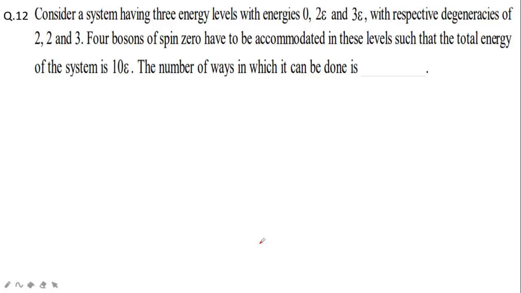Question number 12 is here. Consider a system having 3 energy levels with energies 0, epsilon and 3 epsilon, with respective degeneracies of 2, 2 and 3. 4 bosons of spin 0 have to be accommodated in these levels such that the total energy of the system is 10 epsilon. The number of ways in which it can be done is.